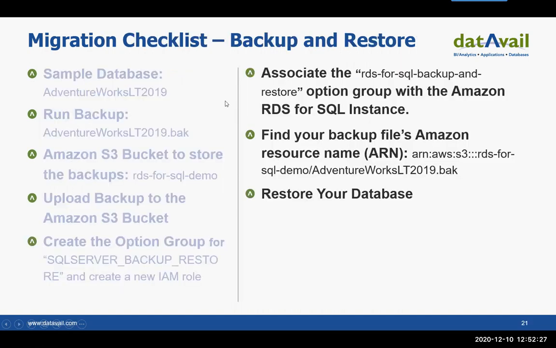Again, just a checklist. Those who know me know I love checklists, just to minimize the mistakes. These are the ones already complete. We have a database, we ran a backup, we uploaded the backup, and we created an option group. Now what we're going to do is associate the option group with the RDS instance, and then restore the database. To restore your database, you need to identify your ARN. I'm going to show you how to identify the ARN. I'm going to move slightly quicker here because we only have 7 minutes.